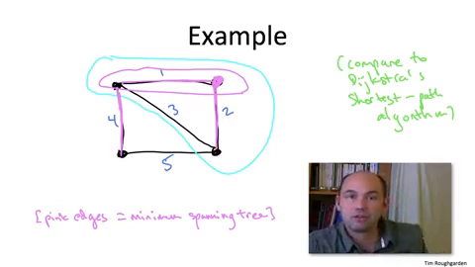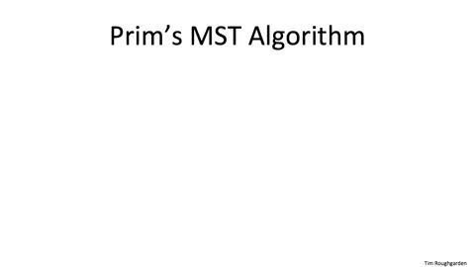So let's spell out the pseudocode on the next slide. So here is Prim's minimum spanning tree algorithm. We're going to start with just 2 lines of initialization. We're going to maintain a set of vertices, capital X. This is meant to be the vertices that we span so far.